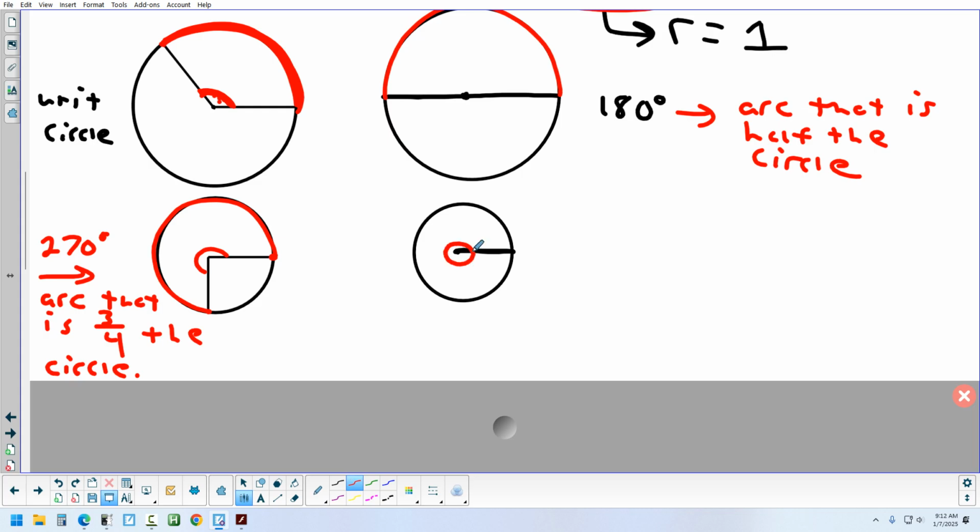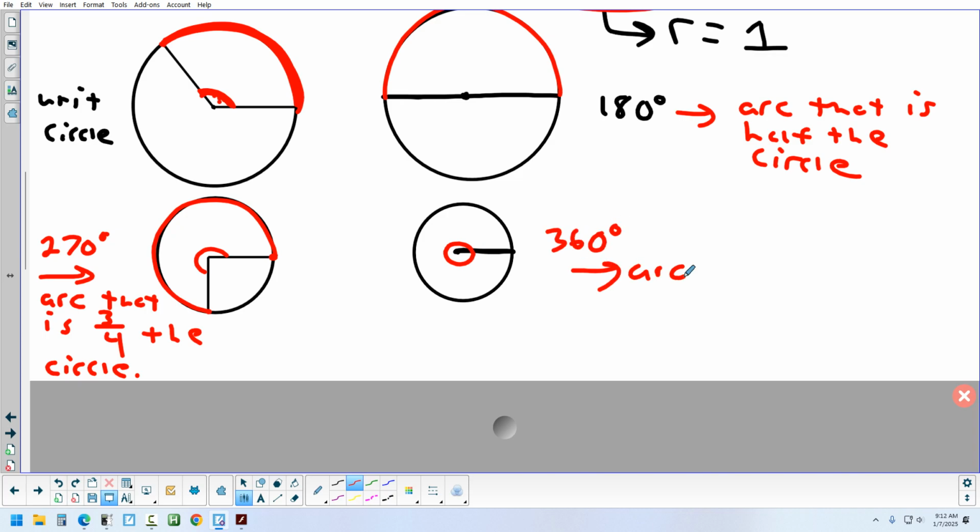Now I'm looking at that angle. Not a little bit of a circle, not half a circle, not 3/4 of a circle. This time it's the whole circle. How big would the angle be that takes up the whole circle? It would be 360. So that's 360 degrees.